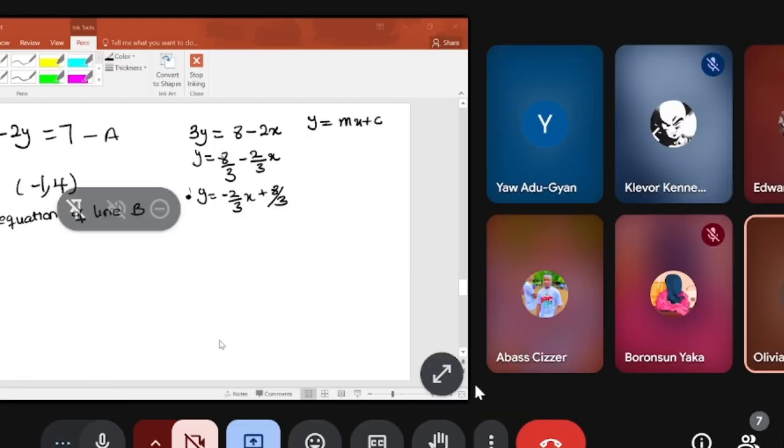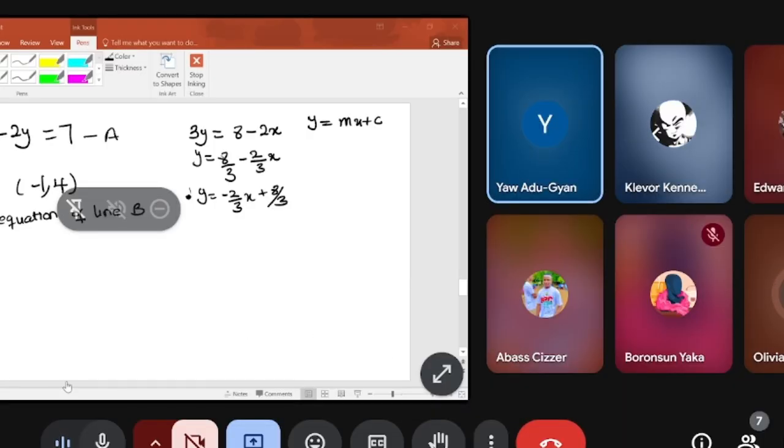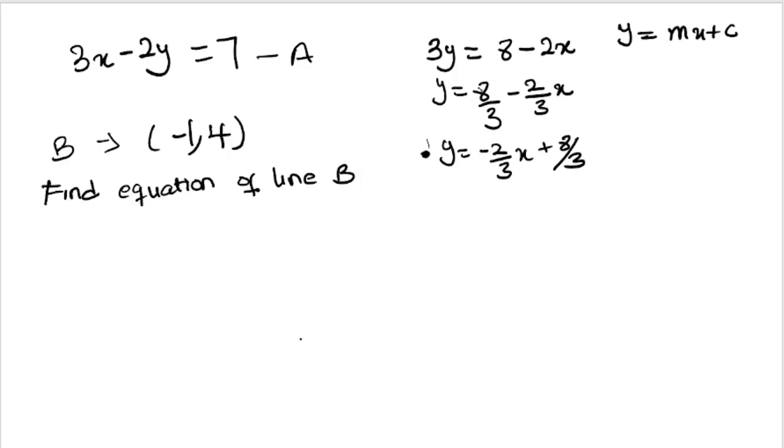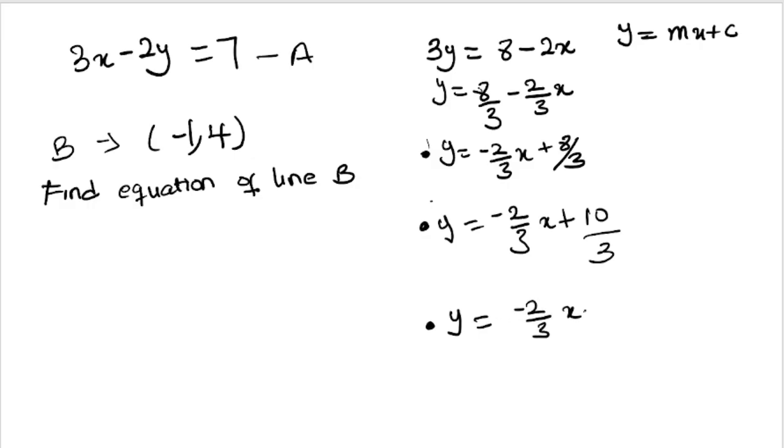Kennedy, are you done? Yes. What did you get? y is equal to negative 2 over 3x plus 10 over 3. Kennedy, how about you? I got y is equal to negative 2 over 3x plus 10 over 3.